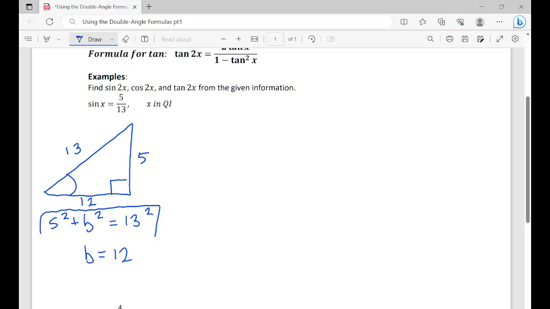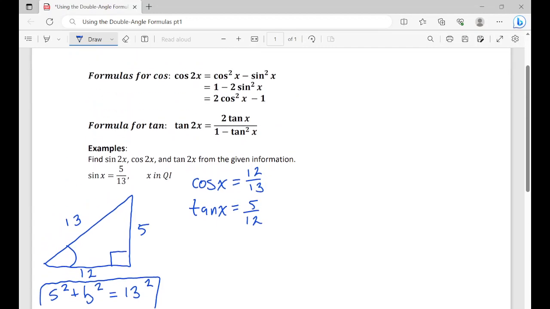And from this I can figure out cosine and tangent of x, not 2x like these are, just x. So cosine is just adjacent over hypotenuse, so 12 over 13, and tangent x is just going to be opposite over adjacent, 5 over 12. And we already know what sine x is, and since it's in quadrant 1, everything stays positive. So now that I have that, how do I figure out sine 2x, cosine 2x, and tangent 2x? Very simple. We use the formulas up here.